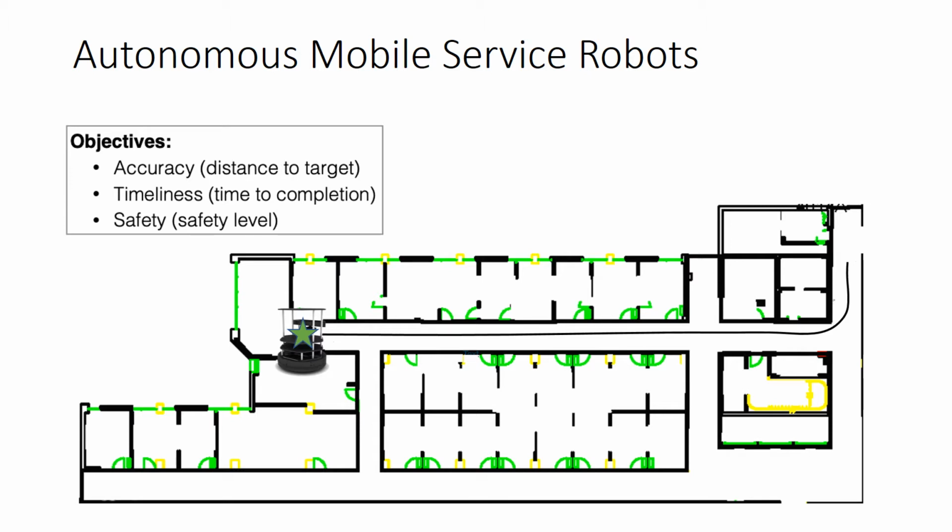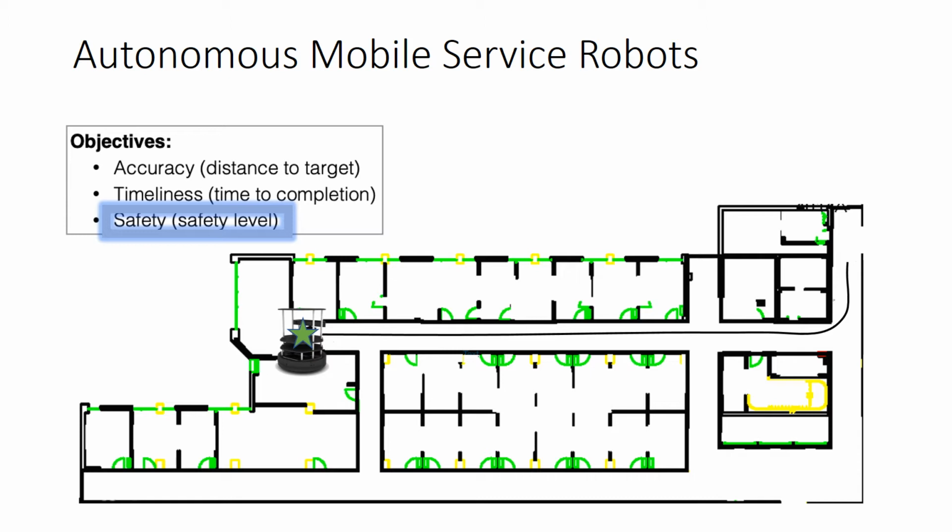This robot has to accomplish this mission while satisfying different non-functional objectives. The first one is accuracy, that is, it should be able to conclude the mission in a map position that is as close as possible to the target location specified. The second one is timeliness, so it should try to minimize time to completion. And the third one is safety, meaning that the robot should be able to navigate the physical space as safely as possible. This might entail, for instance, minimizing the chances of collision against walls and other obstacles found in the corridors.